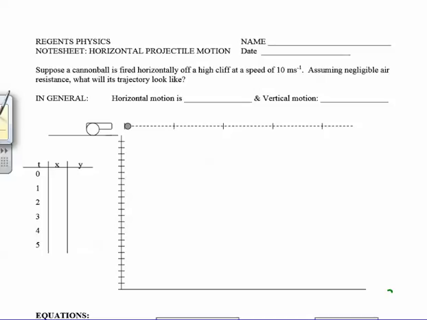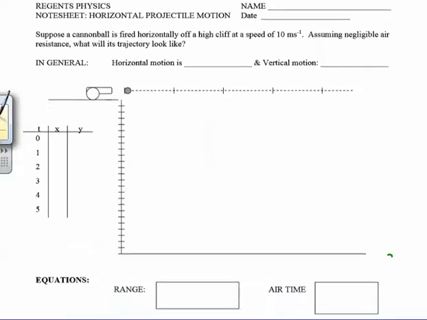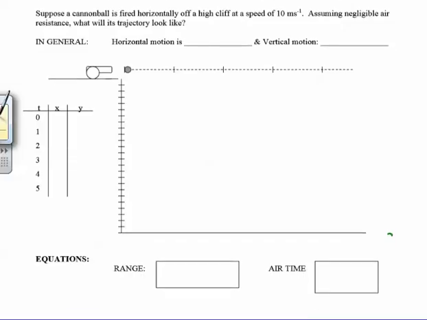Okay, so in this video we're going to look at the simplest case of projectile motion. We're going to try to understand what happens to an object when it's launched horizontally from some height. We're going to describe the motion. We have two things going on at once. It's going to move forward and it's going to fall.